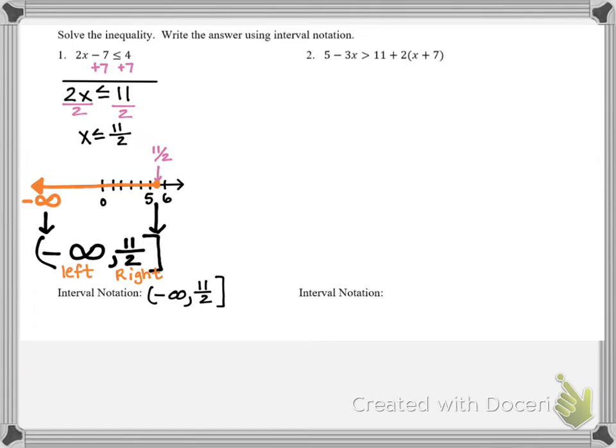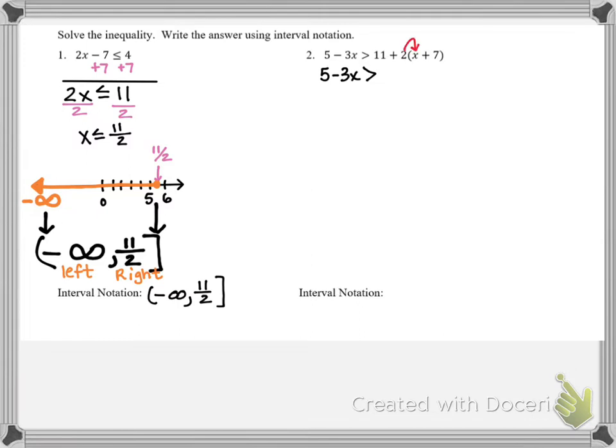I have some simplifying and combining like terms to do before I get my final solution. On the left side of my inequality, there's no simplifying necessary. So 5 minus 3x is greater than. Now, on the right side, I want to start by distributing 2. Don't add 11 plus 2, otherwise you're not following the right order of operations. We first want to distribute the number 2 because that's multiplication. That has to come first before we add 11.